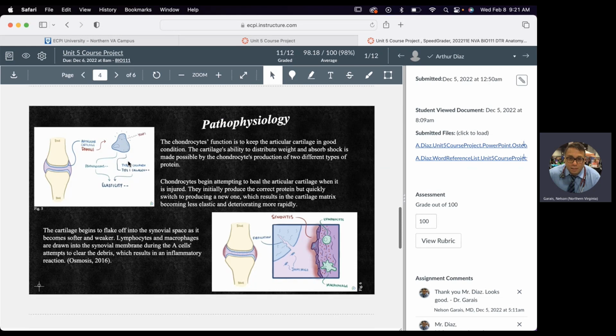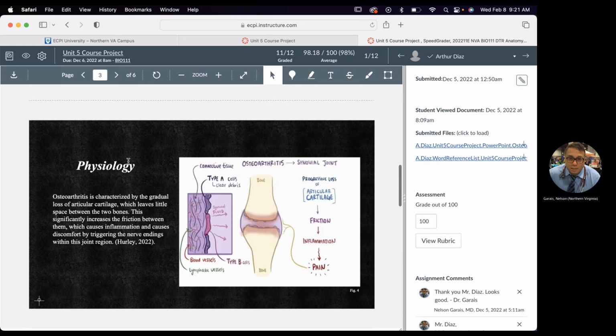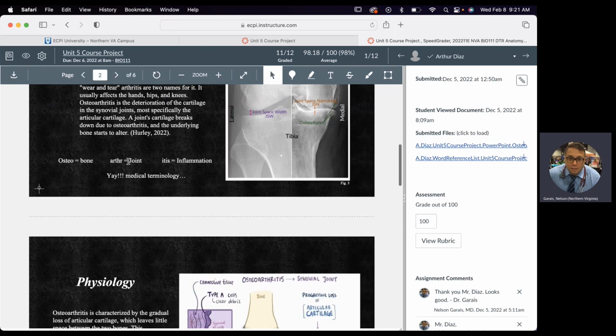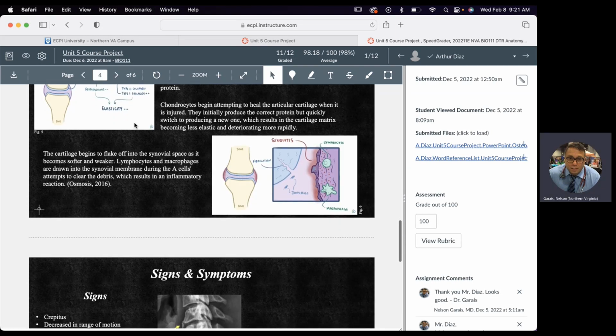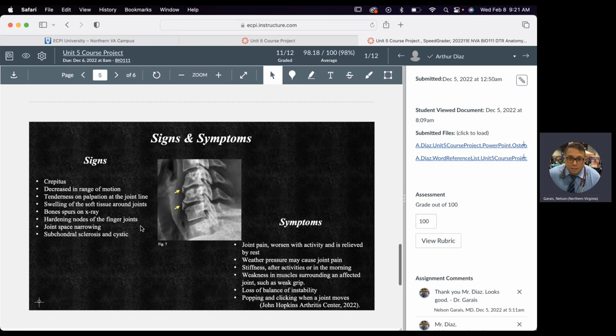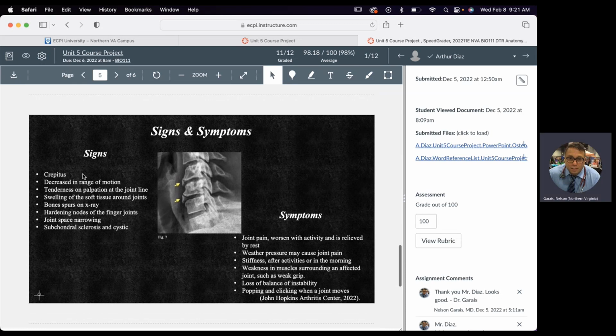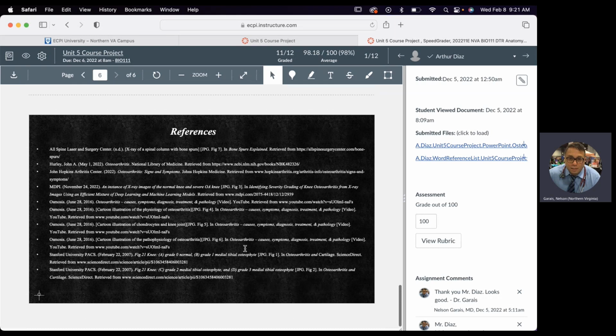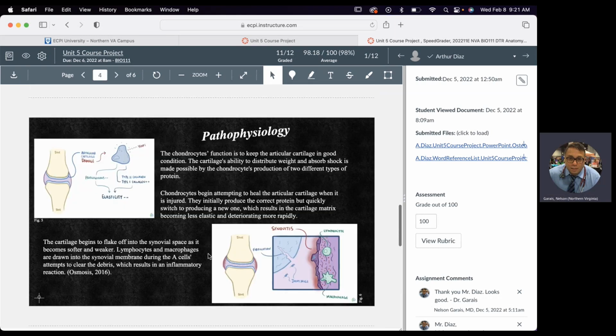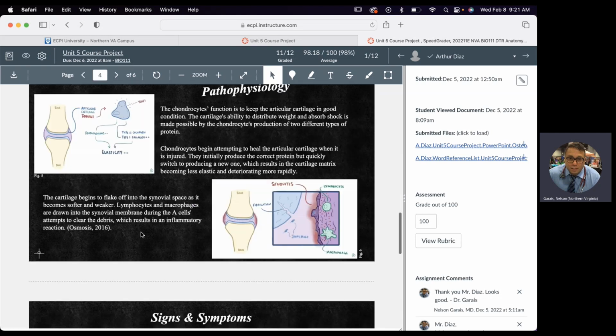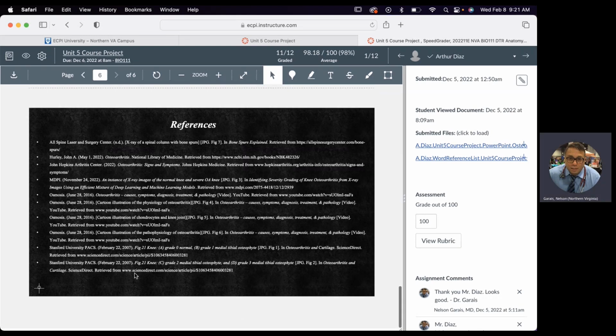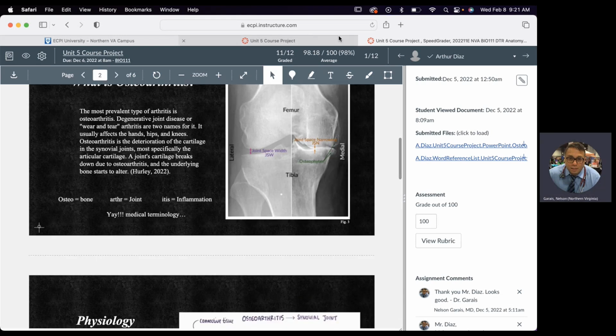Then he talked about how he got away with not citing these pictures. He drew them himself. But again, he also cited stuff. So you could see how he has signs and symptoms, and of course showed how these relate to all of these. And at the very end, he had all his references, and they were in alphabetical order. See, Allspine, then Hurley. So that's a little example of what you can do.